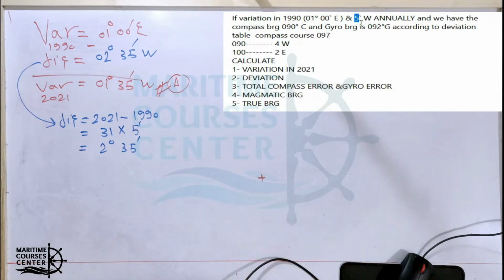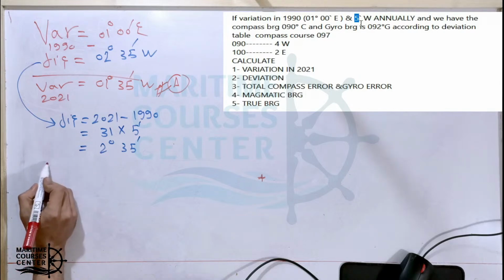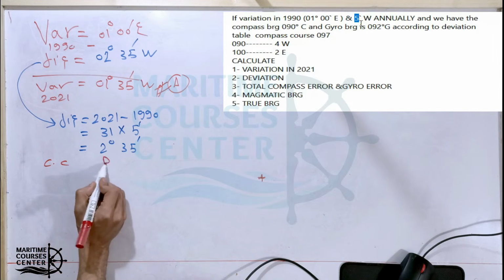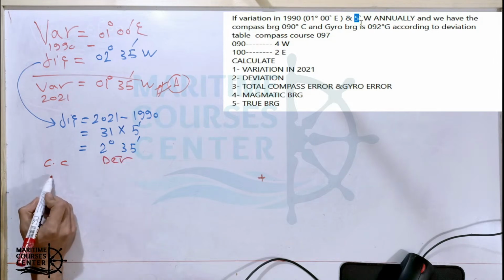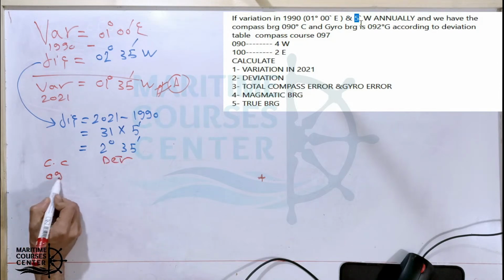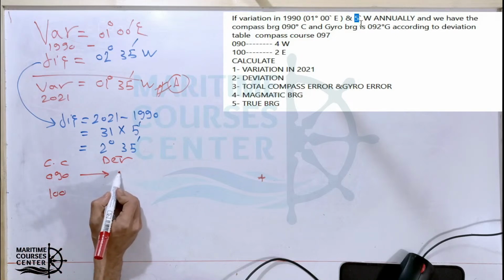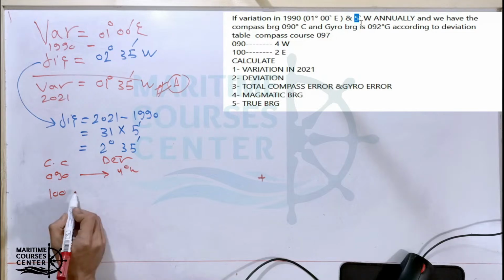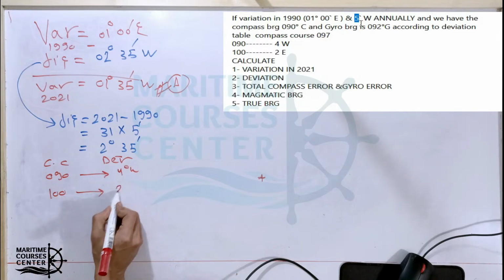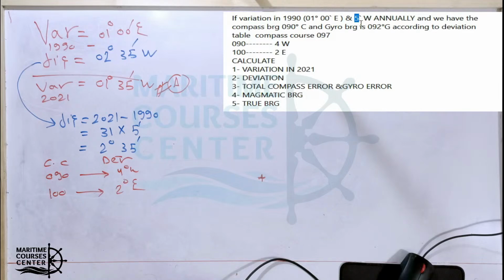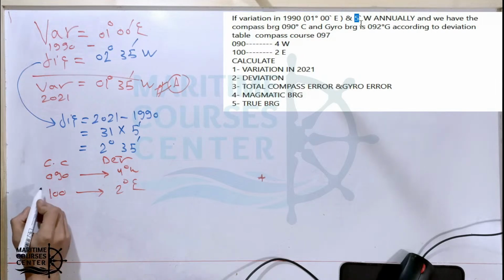So how are we going to calculate the deviation? We have right now compass course, and we have the deviation table. So compass course is equal 090 and 100. For 090 is equal 4 degree west, and for 100 is equal 2 degree east. So we want to calculate the deviation by using the compass course. How are we going to do this?